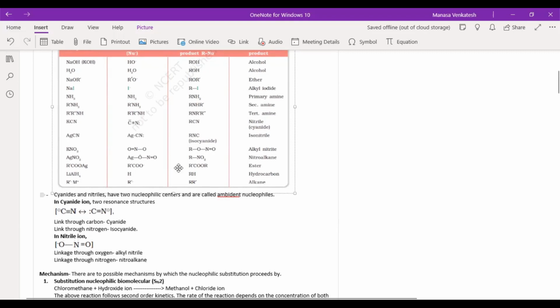In the case of the nitrite ion also, you have two ways. One is through the oxygen and the other is through the nitrogen. When it's through the oxygen, it forms an alkyl nitrite, and when it's through the nitrogen, it forms a nitroalkane.